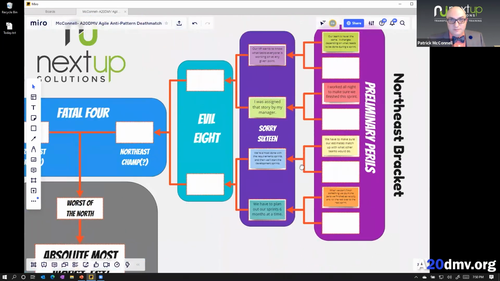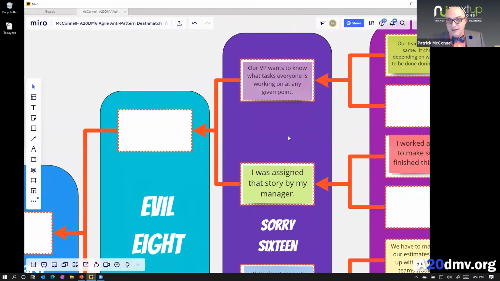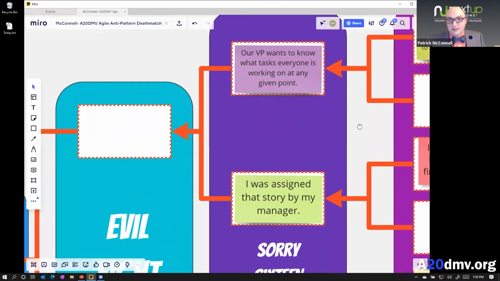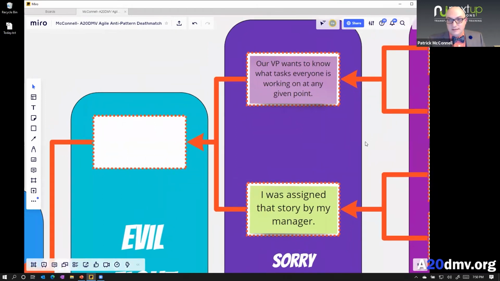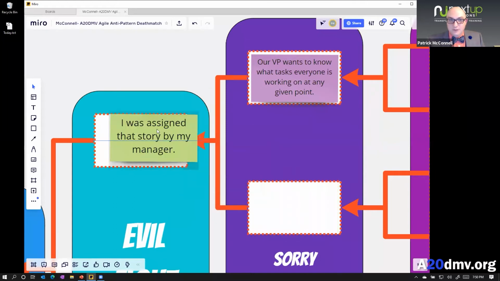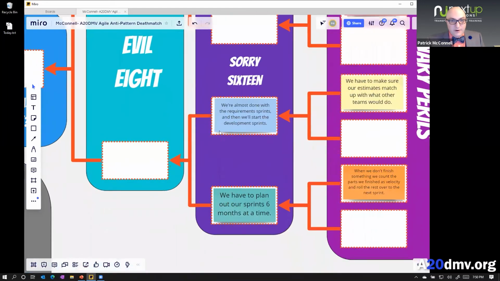Here we go. Our vice president wants to know what tasks everyone is working on at any given point. Or I was assigned that story by my manager. I think both of these things are getting at a similar problem. Raise your hand for the top one. Leave it lowered for the bottom. All right. I think the bottom one is taking it. Close matchup, but I think the bottom one's taking it. All right, here we go.